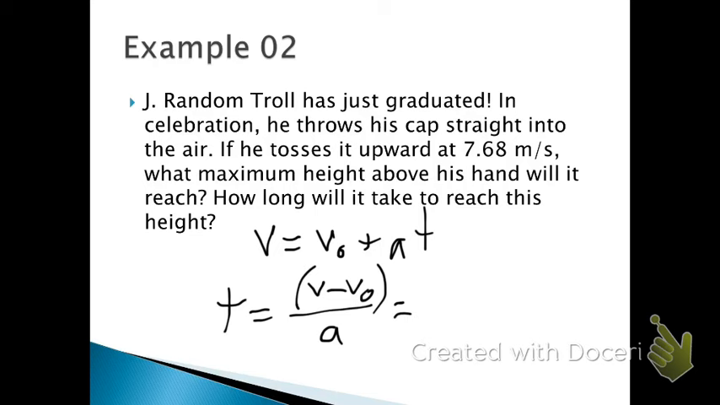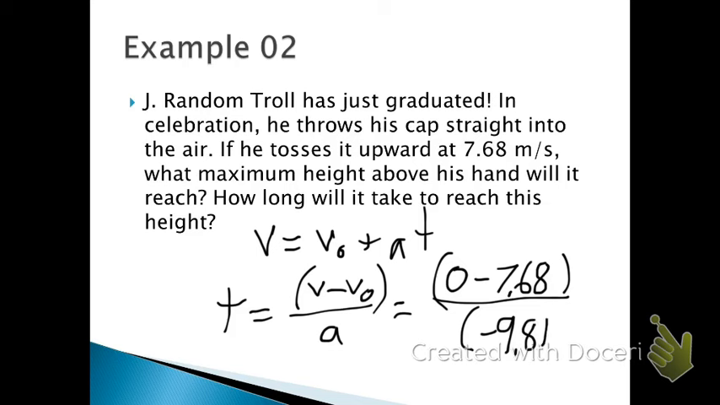All right. Now my final velocity, I know is 0 up top, minus my initial velocity, 7.68 meters per second, all divided by the acceleration, which is negative 9.81 meters per second squared. So ultimately, it really just boils down to 7.68 meters per second divided by 9.81 meters per second squared, and that comes out to about 0.78 seconds. So the hat makes it about 3 meters high in the air in 0.78 seconds.